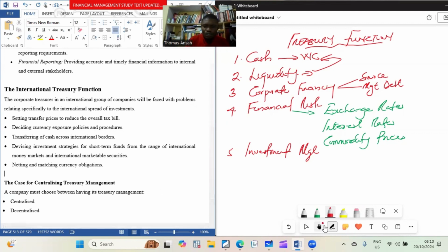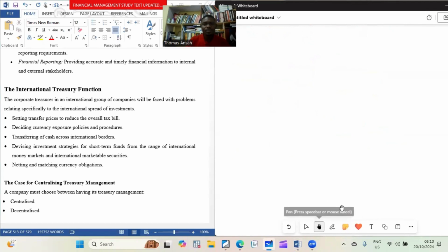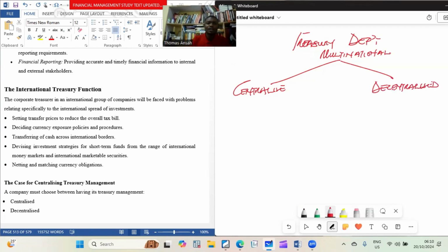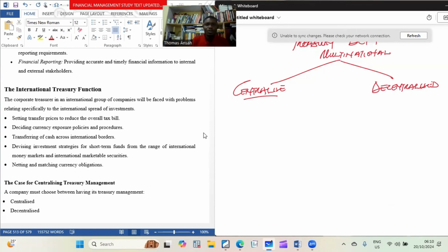So the issue is that if I have a treasury function or a treasury department, and let's say I'm in a multinational, all right, because we are looking at the international stage. Now, should I centralize my treasury department or should I decentralize it? What we mean is that should we let everything be at the head office or should we let everything be at the local?